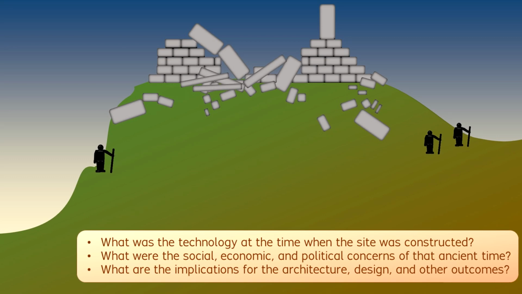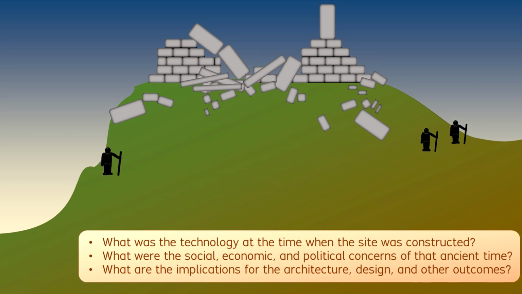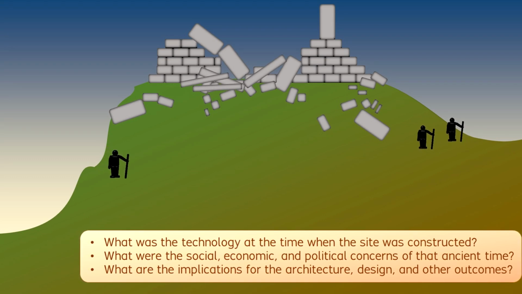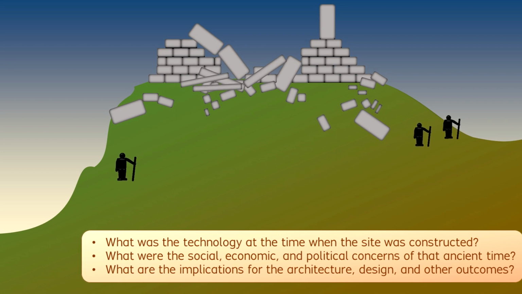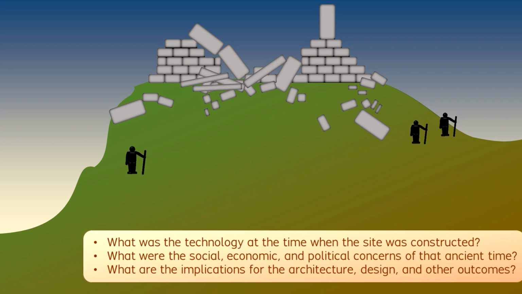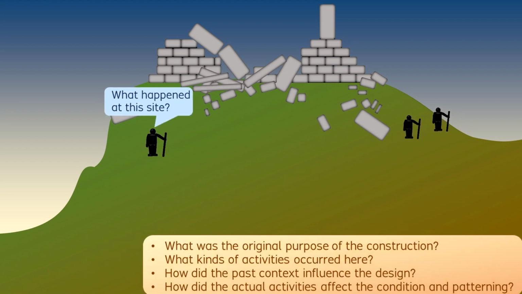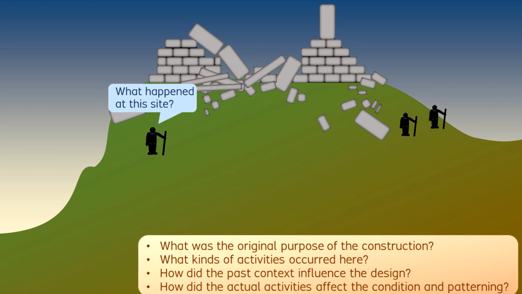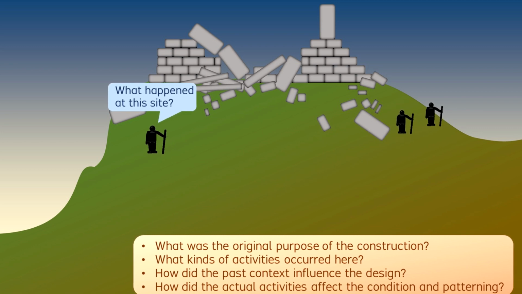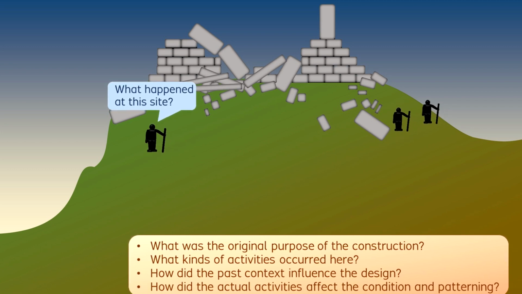Was this place designed to withstand complicated siege weapons and machines, or was it made at a time when those possibilities did not yet exist? Next, you can consider what happened at this site during its ancient context. What was its original purpose, and what kinds of activities would have occurred here?